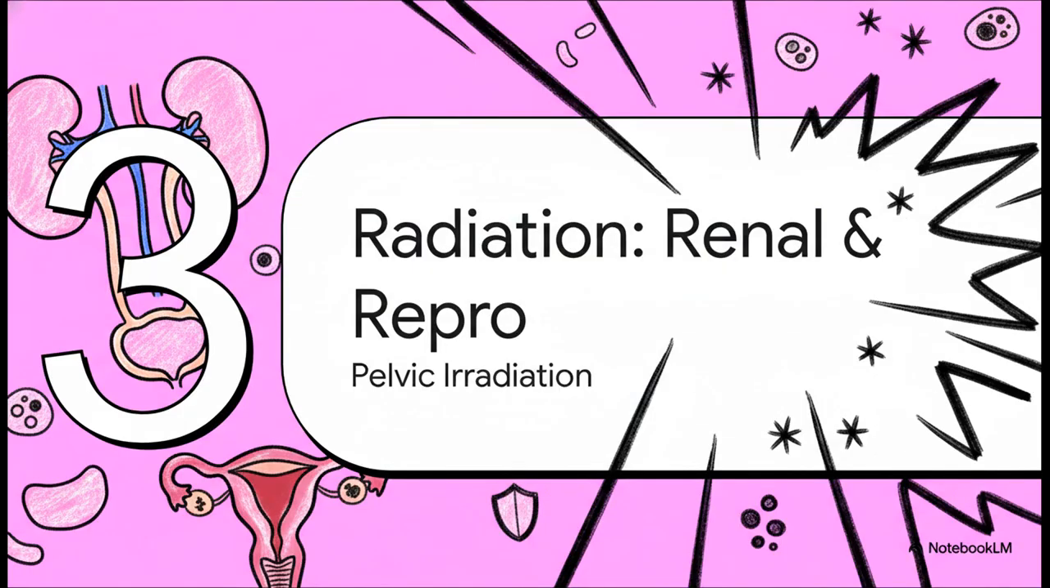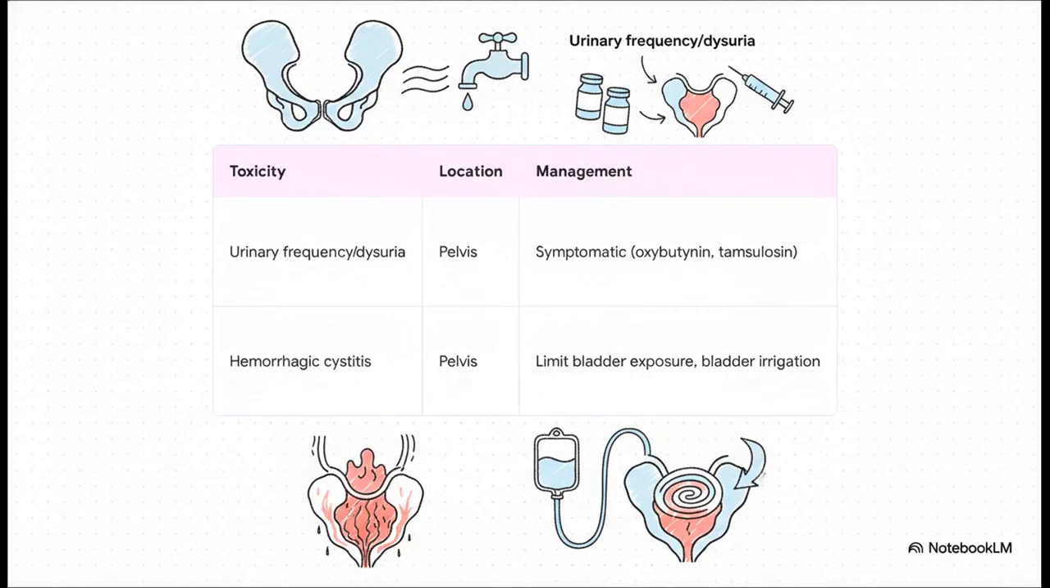Okay, let's shift our focus now to the genitourinary system. This is another area that's highly susceptible to damage, especially when radiation is aimed at the pelvis for cancers like prostate, cervical, or rectal cancer. So when we're managing these issues, a lot of it comes down to ruling out an infection first, and then using some pretty familiar drugs.